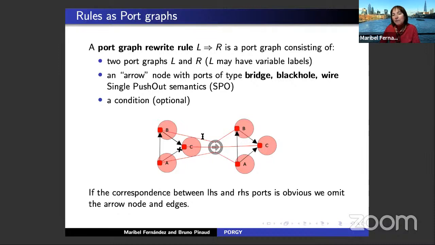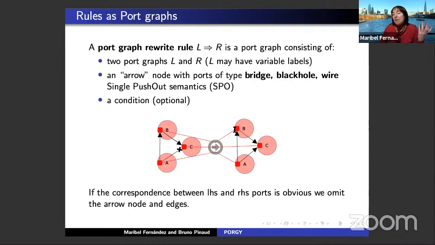And so if these two ports are linked with red edges, it means that this port in the left survives the reduction. It becomes this port. So anything that was connected to the port in the left, any edges connected to the port in the left, when we rewrite, will become attached to this port in the right.